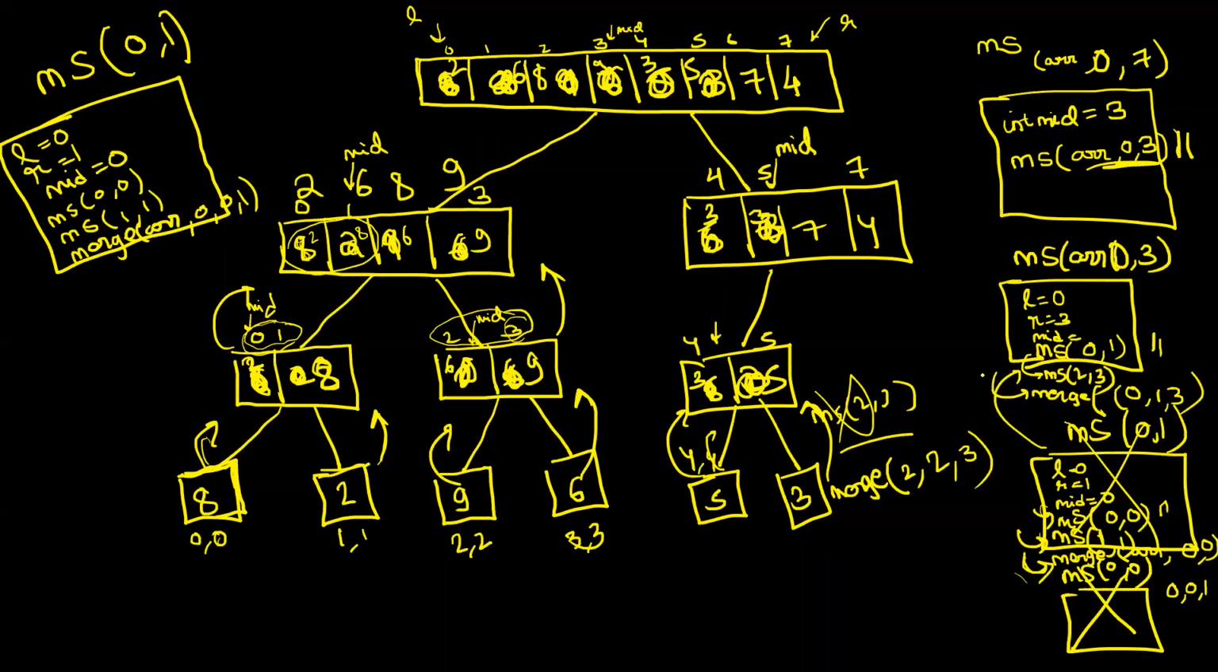7 already sorted. 4 already sorted. I will perform a merging. Now, when I perform a merging, you will get a 4 and a 7 here. That is a 4 and a 7 here. Now, see guys, try to understand. From L till mid is sorted. From mid plus 1 till R is sorted. So now I will call the merge function for this array.